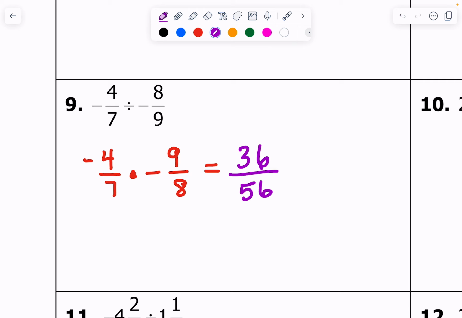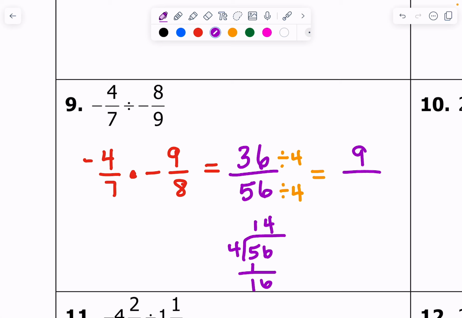Okay. What number can go into both of these? I think 4 can go into both of these. So let's try dividing by 4. 36 divided by 4 is 9. And 56 divided by 4, 4 goes into 5 one time. And then if we bring down the 6, 4 goes into 16 4 times. So we have 9 over 14.